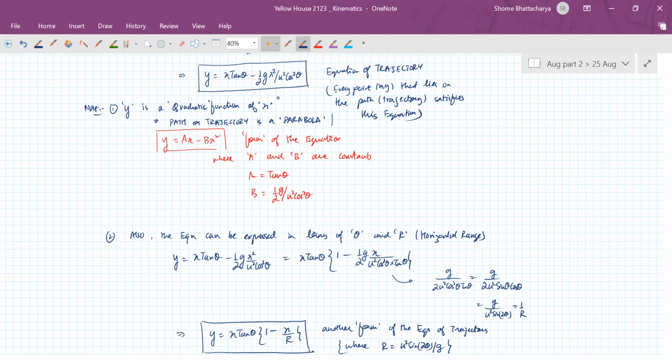So here x and y are the coordinates at different intervals of time. If you trace the path of the particle starting from t equal to 0 till capital T when it lands, at every different instant there are different values of x and y. Those are the positions at the different times. But each of those coordinates x comma y satisfies this equation. That's why this is called the equation of trajectory.